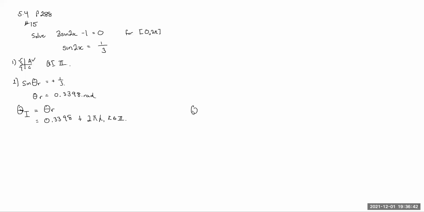And for quadrant 2, the angle that we find is going to be pi minus the related angle, which is pi minus 0.3398, which if I were to calculate as accurately as I can, would be approximately 2.8018 radians. But of course, don't forget that this also is coterminal with all angles plus 2 pi, right? A multiple of 2 pi.